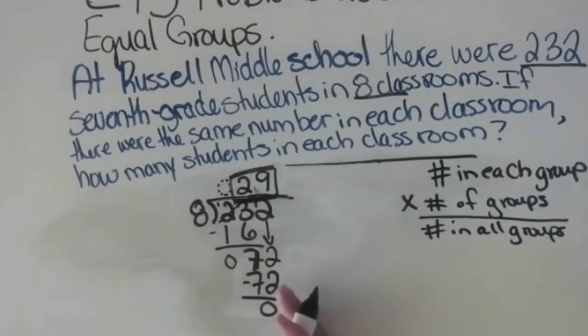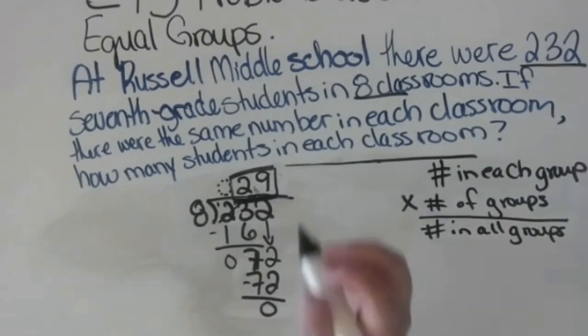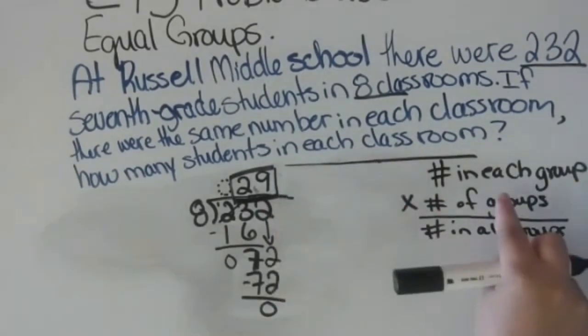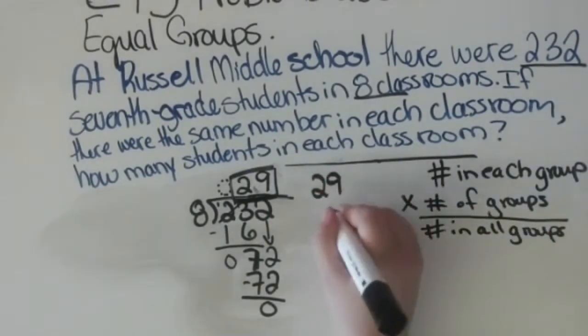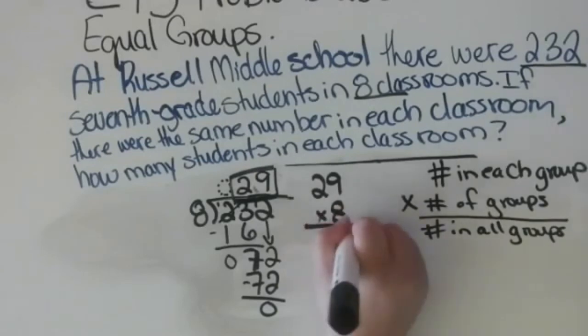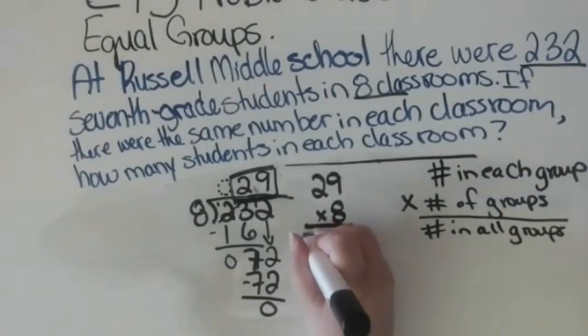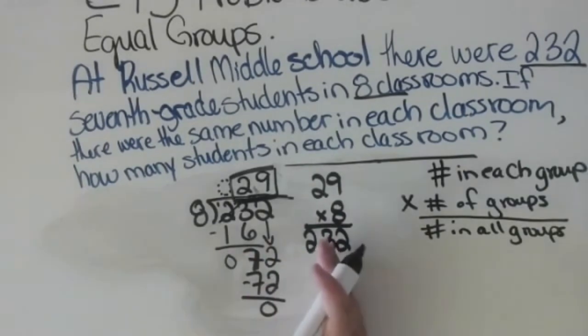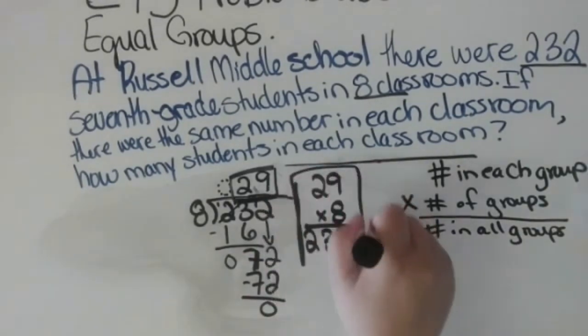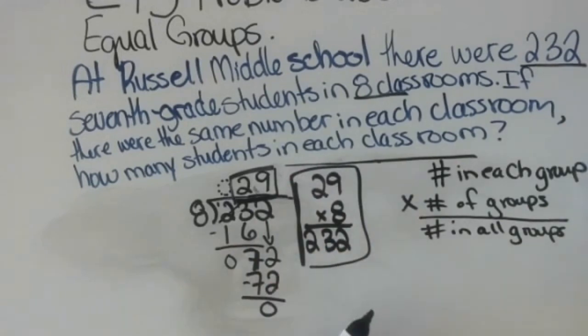Now, if this is a test, I would ask you to check your work. Remember we were missing this top number, 29 students in each group, 8 groups all together. I should be able to multiply and get 232. Now, if you did that and you did not get 232, go back and check your division. If your division is all right, come back and check your multiplication, see if you made a mistake. But on a test, I would expect you to check your work just to make sure you have the right answer and you haven't made a calculation error.